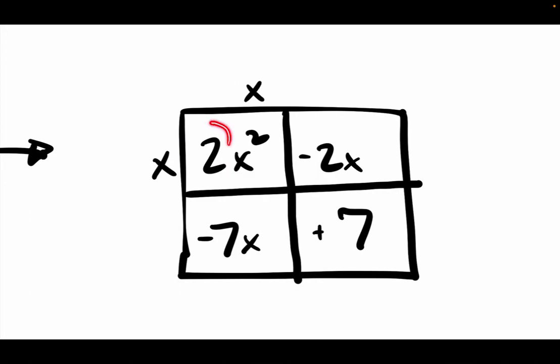Now, how do I make +2? A 2 and 1, right? So one of them is going to be a 2 and one of them is going to be a 1. My question is, is it going to be like that, or is it going to be like that? Because I have two options.